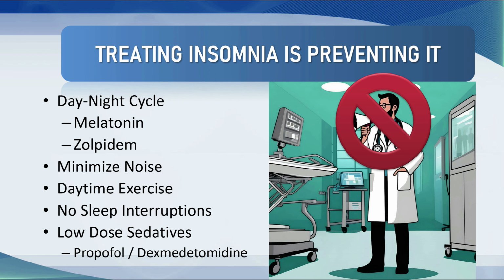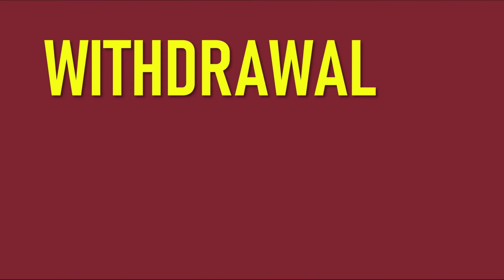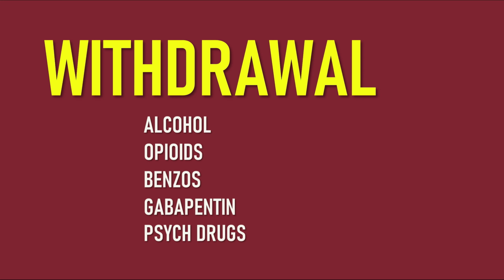D is for delirium. It is imperative that you do not confuse delirium with withdrawal from alcohol or prescription drugs or recreational drugs. These are the big ones: alcohol, opioids, benzos, gabapentin, and various different psych medications. If the patient has been on psychotropic medications before they came into the ICU, these need to be restarted or replaced by something that can be given intravenously.